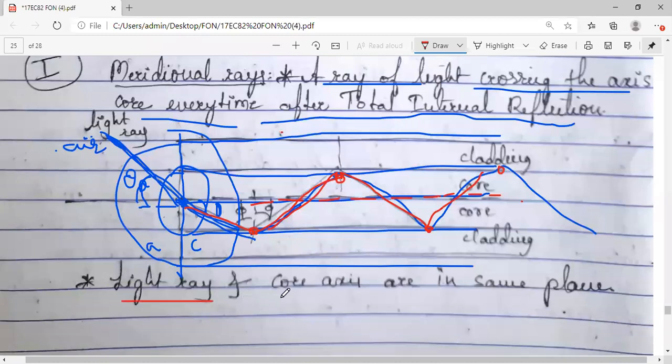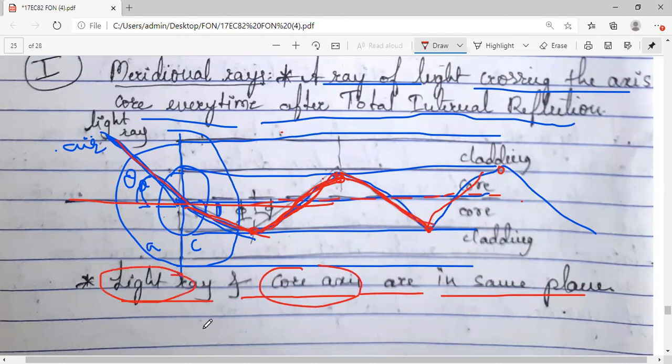The light ray and the core axis are in the same plane. So the plane is the same. Whatever it is hitting and wherever total internal reflection is occurring, the rays are crossing the core axis. So the light ray passing and the core axis are both in the same plane. This is a very important thing in the case of meridional rays.